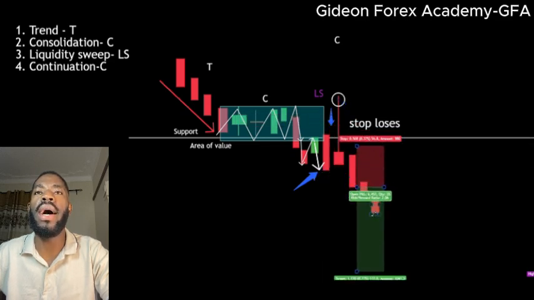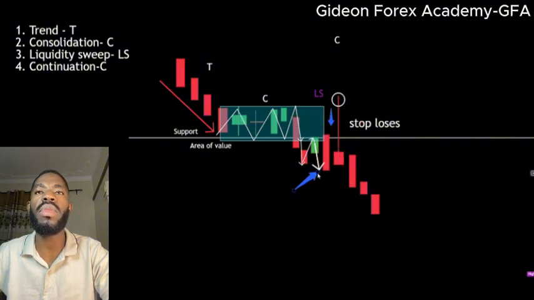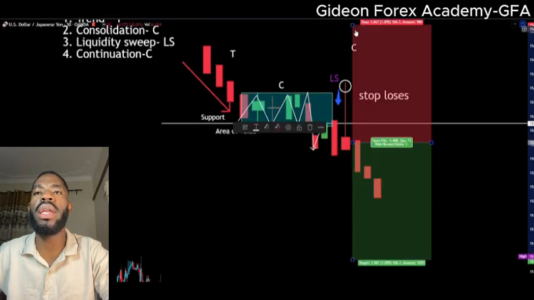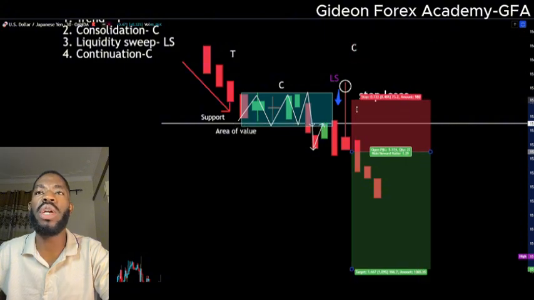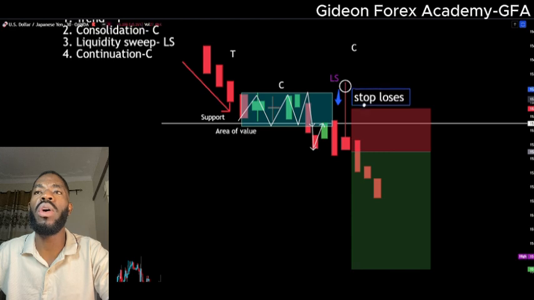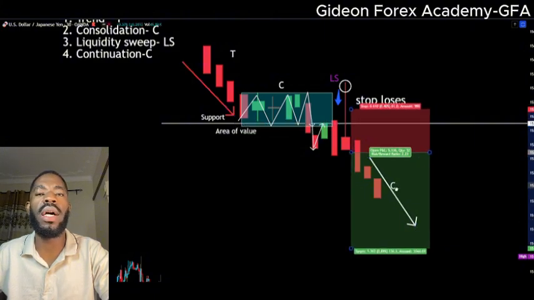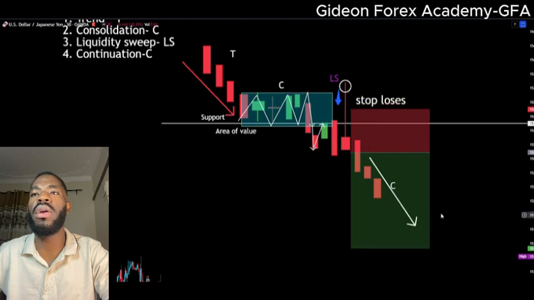So a smart trader would not sell at this point. A smart trader would wait for that liquidity sweep to take place and then they sell. This would be a reasonable trade to take after the liquidity sweep has been taken. So where you take your trade, that would be the continuation, another C, a continuation of this previous downtrend. Another C, representing a continuation of our downtrend.